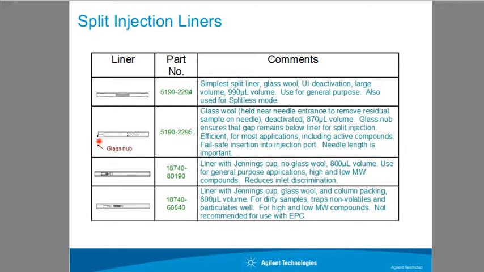This one has a glass nub. That's designed to keep the liner off the bottom of the gold seal and just helps facilitate the split flow, being able to go out and around the liner and out the split vent.